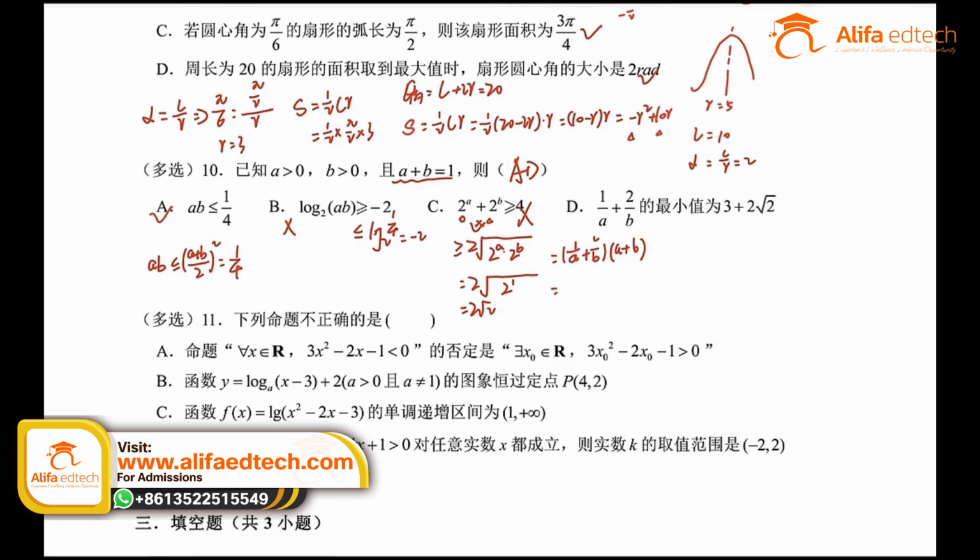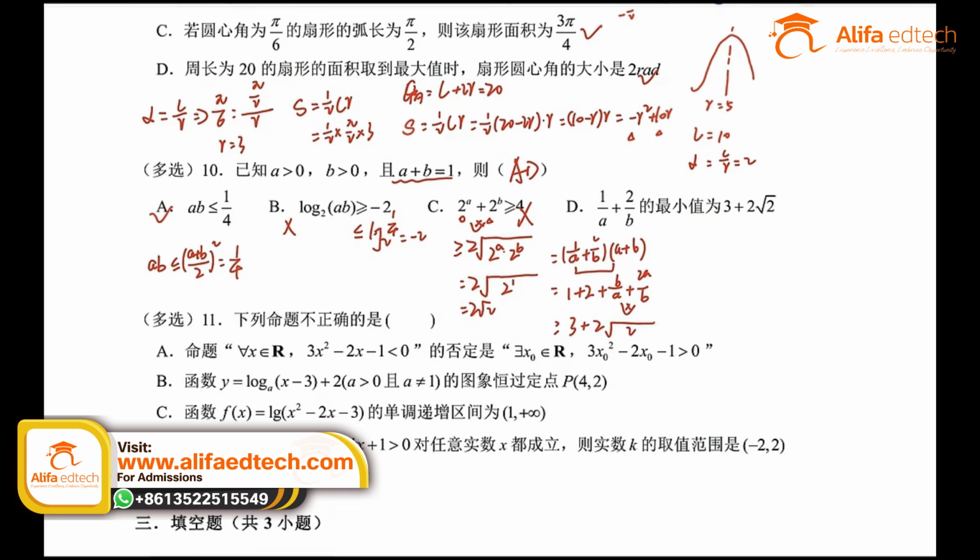Let's expand it. 1 over a times a is exactly 1. 2 over b times b is plus 2. Then add 1 over a times b, which is b over a, and 2 over b times a, which is 2a over b. So at this point, it's greater than or equal to 1 plus 2, which is 3 plus 2 times the square root of their product. 3 plus 2 times the square root of 2.